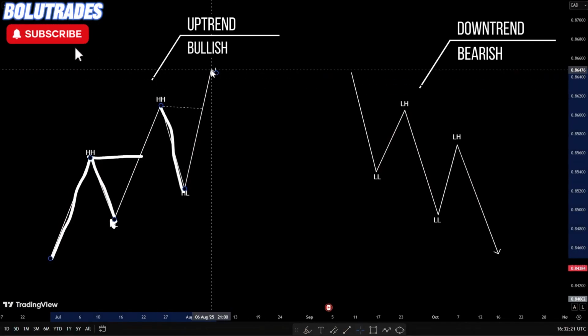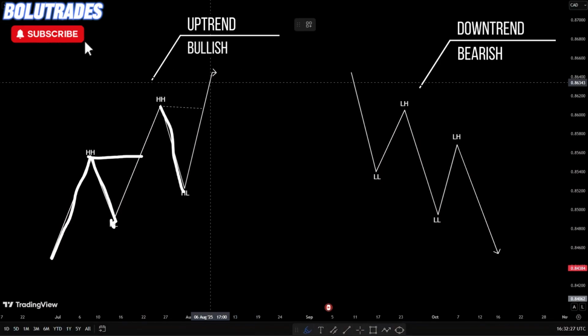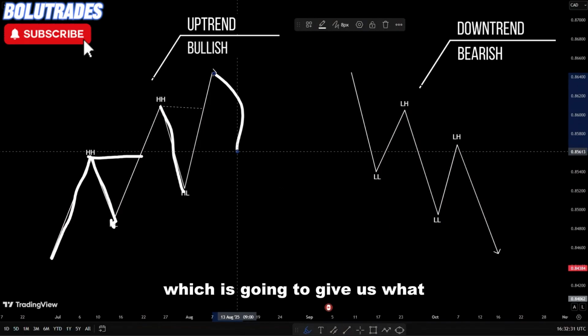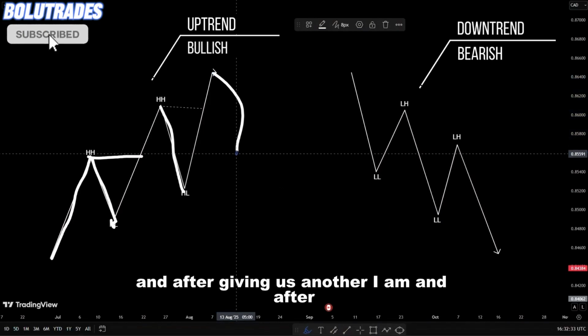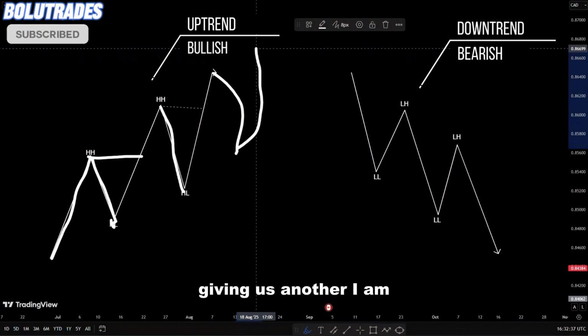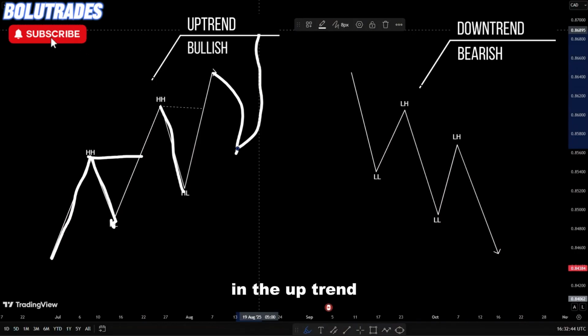You want to see another pullback to the downside, which is going to give us what? Another higher low. And after giving us another higher low and another break of this previous high to the upside, which gives us a clear confirmation that price is still in the uptrend. So that is for the bullish trend.